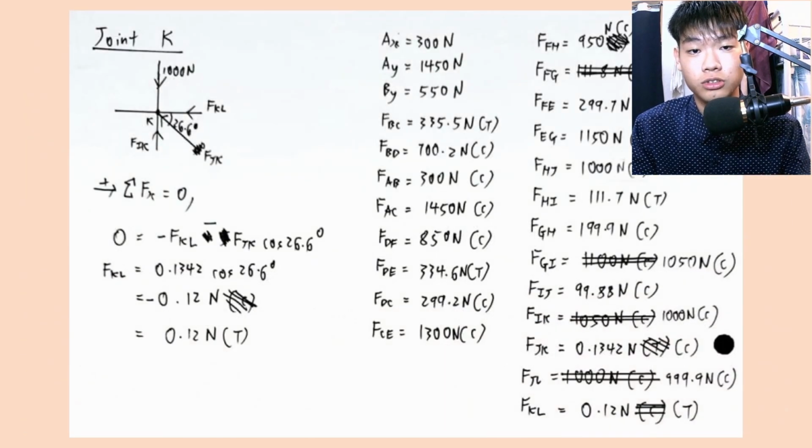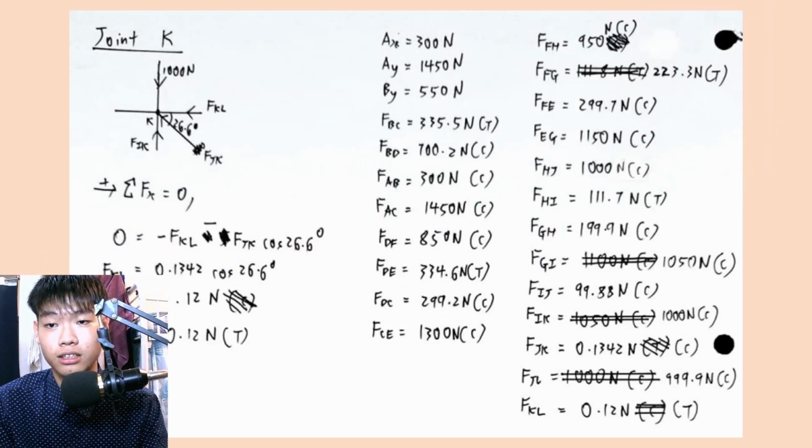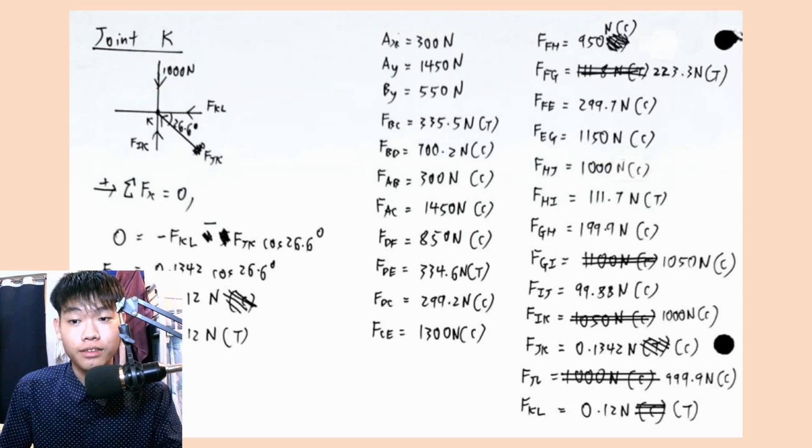Lastly, we will move to joint K. By summing the forces in the X component equal to 0, we can find that the last member, member KL, has a force of 0.12 Newton, which is in tension. The right side of this paper shows all the members that we have calculated. Now I will pass it to my teammate Tan Po Zeng to explain the discussion part.